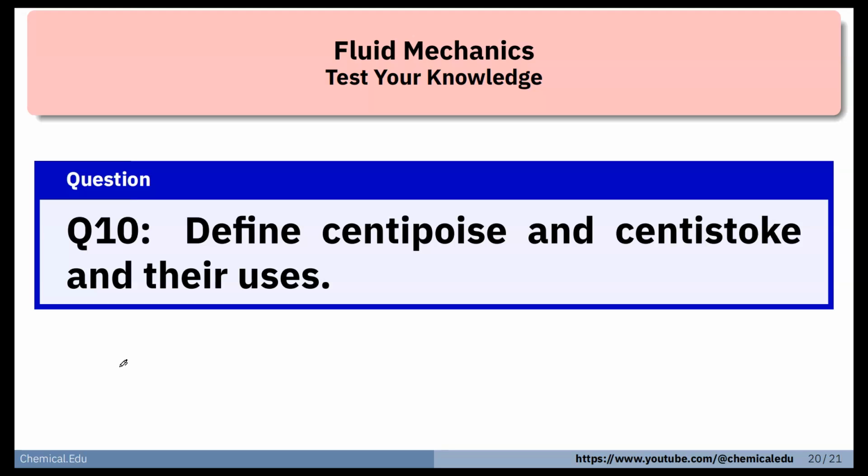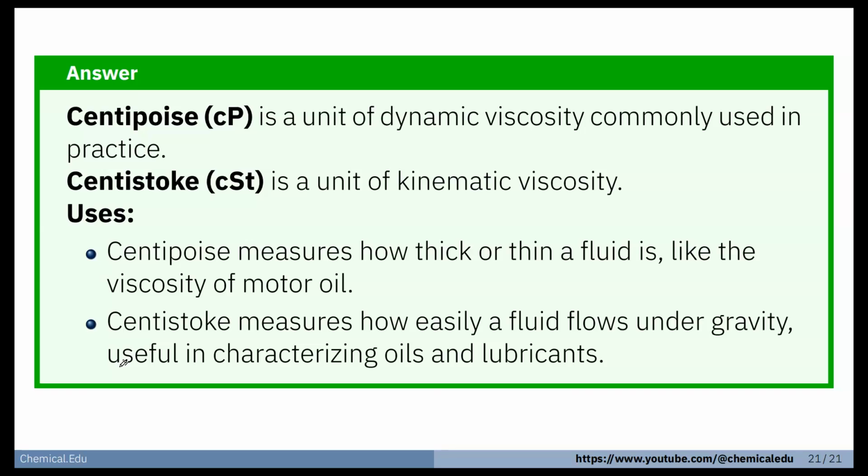Define centipoise and centistoke and their uses. So centipoise is a unit of dynamic viscosity commonly used in practice, and centistoke is a unit of kinematic viscosity. Uses: centipoise measures how thick or thin a fluid is, like the viscosity of motor oil, and centistoke measures how easily a fluid flows under gravity, useful in characterizing oil and lubricants.